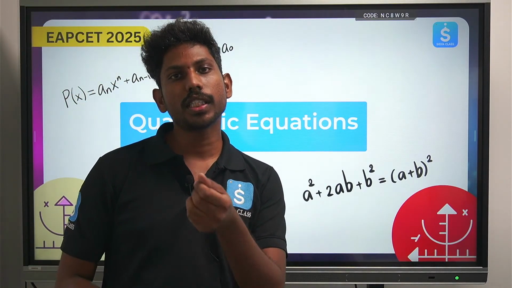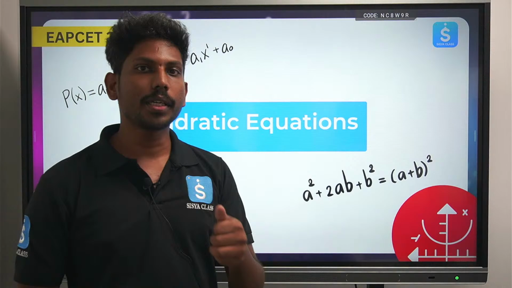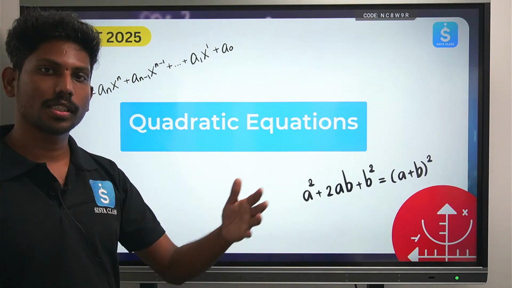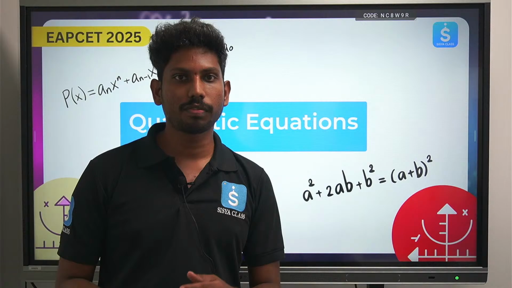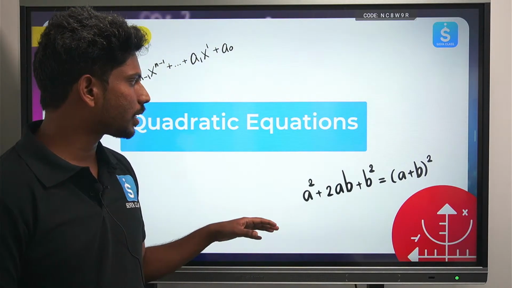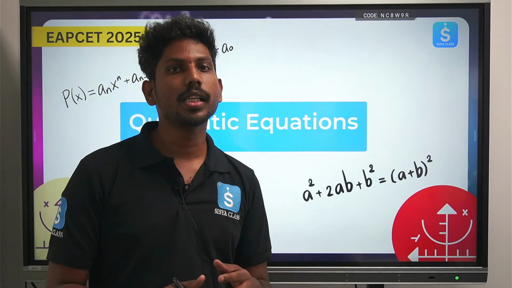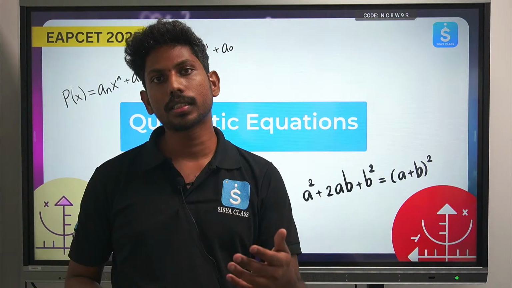So even the small concepts in this, we would be using in a wide variety of other concepts in the other chapters also. So this chapter is not precisely for scoring marks from quadratic equations, but it also helps in solving problems from the other chapters.